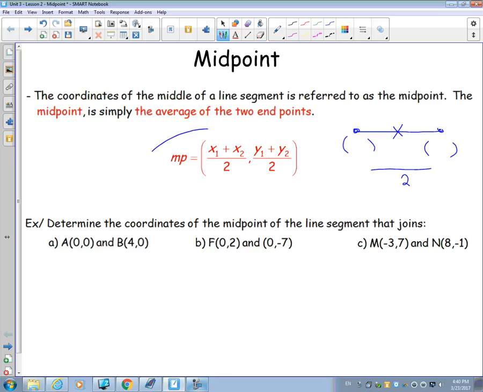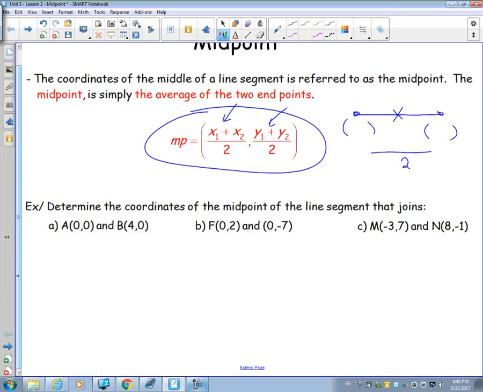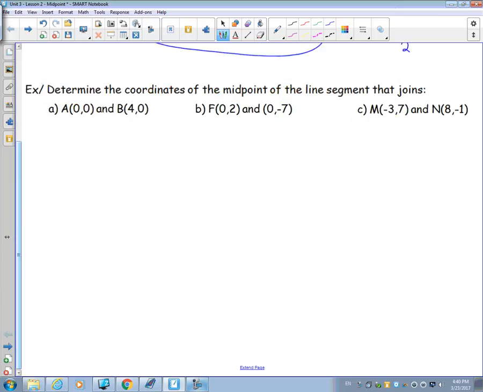The way that's going to look is, we'll take the midpoint, add your x's, then divide by 2, add your y's, divide by 2, and notice we have a bracket with a comma between them because this is a point. So we'll try a couple just to get the hang of this. And I want to find the midpoint of the line segment that joins these things together. So I want to find the midpoint of A, B.